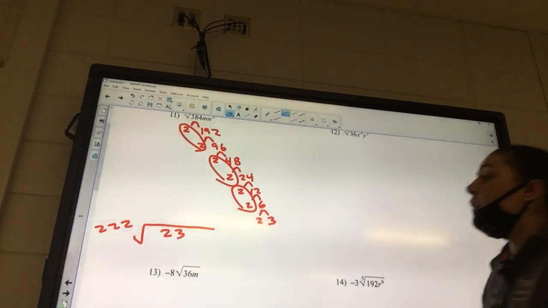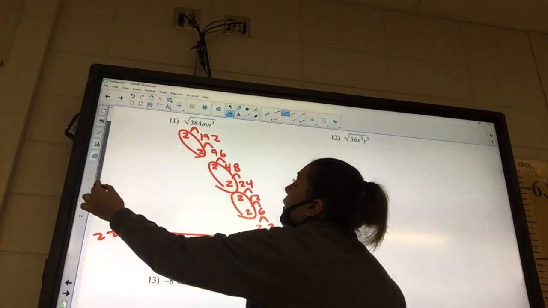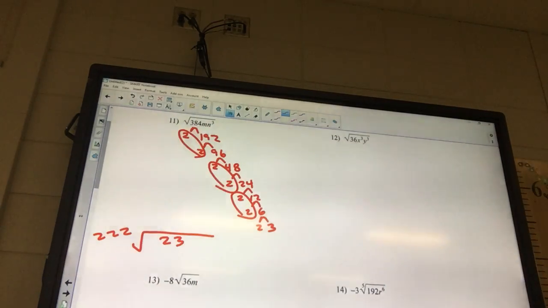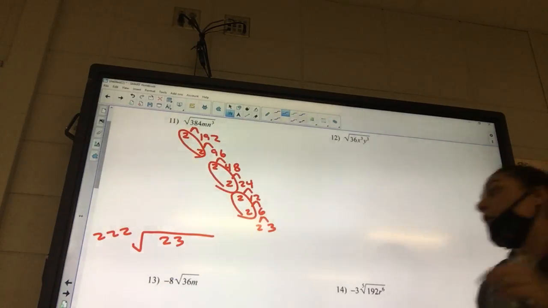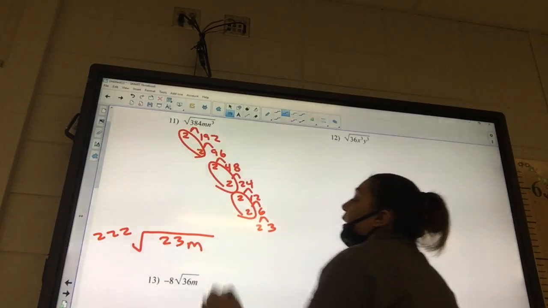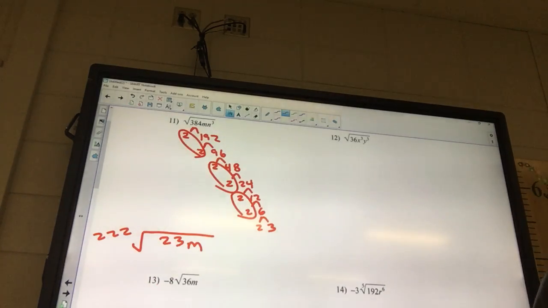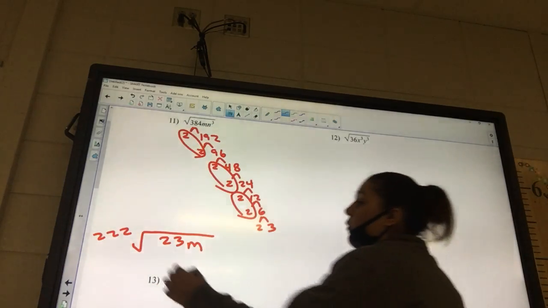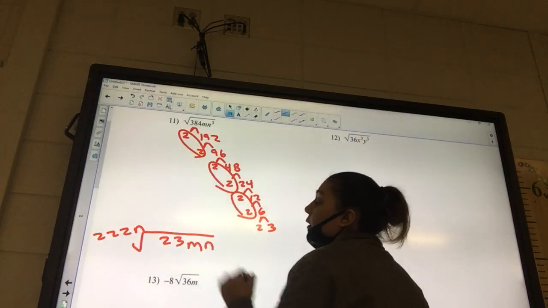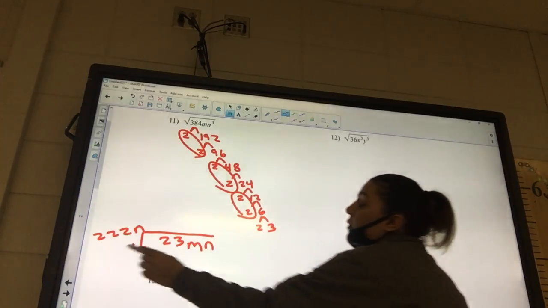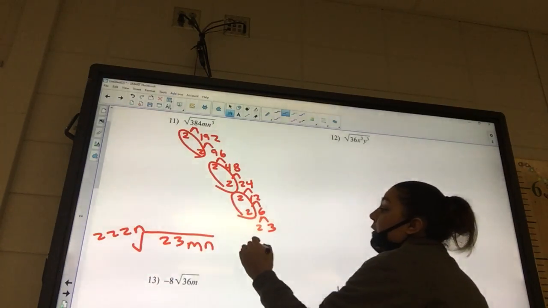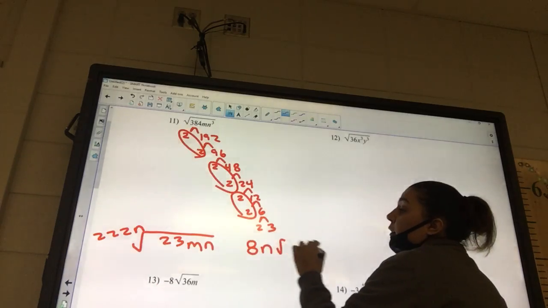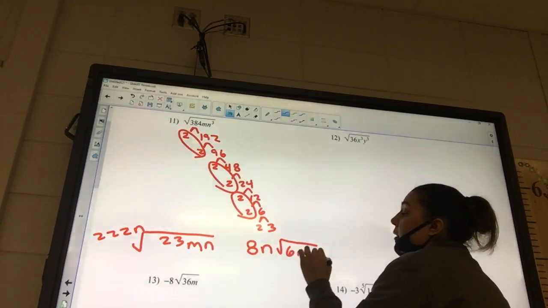Okay, how many M's can go on the outside? 0. How many M's go on the inside? 1. Okay, n to the 3. 1 on the outside, 1 on the inside. Okay, so you're gonna have 2 times 2 is 4, times 2 is 8, so you're gonna have 8n to the 6mn.